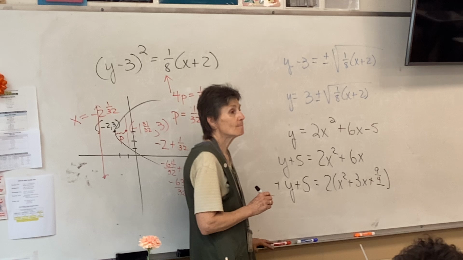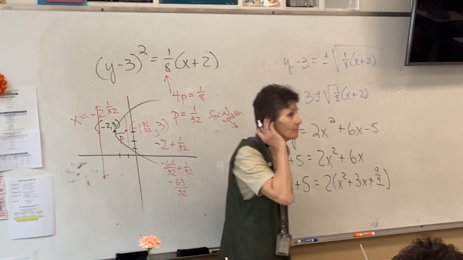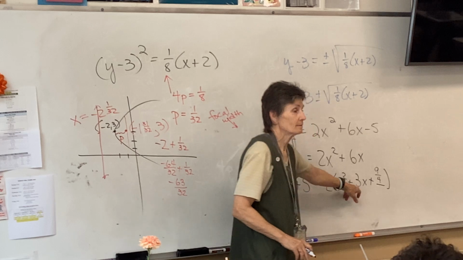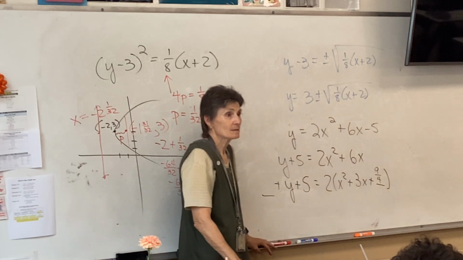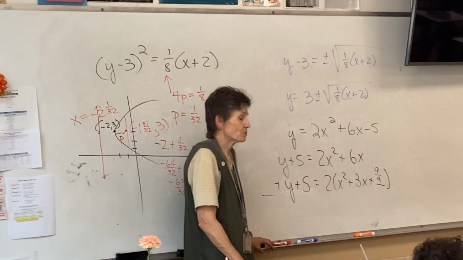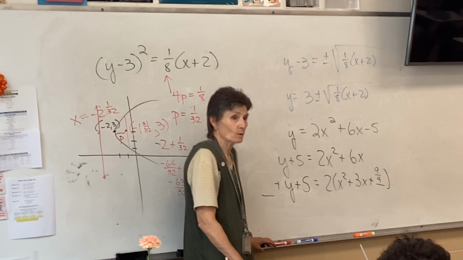Can you say how to do that again? Yeah, you take half of this number and square it. Half of 3 squared. You guys have done that before. Half of 3 squared, 9/4.